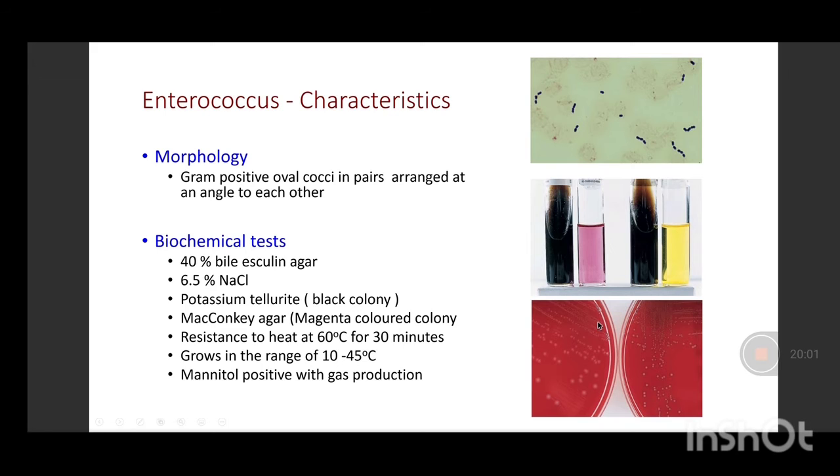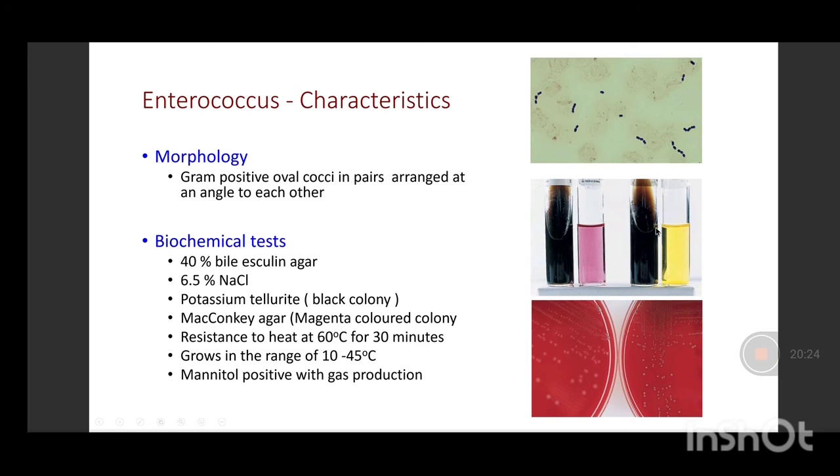They grow on 40% bile esculin agar. So this is the bile esculin, which changes into the color of true black from the normal pale color medium. They can also grow in the presence of 6.5% NaCl.